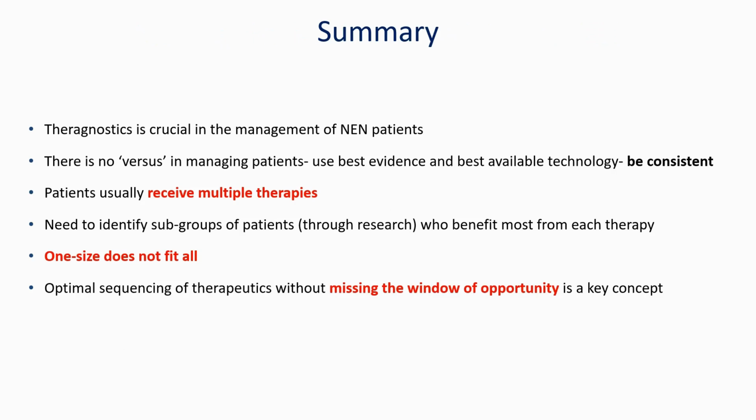I'm now going to summarize my talk. Diagnostics is crucial in the management of neuroendocrine neoplasm patients. There's no versus in managing patients. Essentially, we need to utilize best evidence and best available technology and be consistent. Patients usually receive multiple therapies, and there is a need to identify subgroups of patients who would benefit most from each therapy, and that's where diagnostics is really crucial. And the message has to be that one size does not fit all. Optimal sequencing of therapeutics without missing the window of opportunity is a key concept in dealing with patients with neuroendocrine neoplasm.